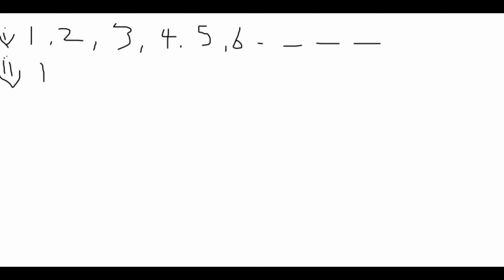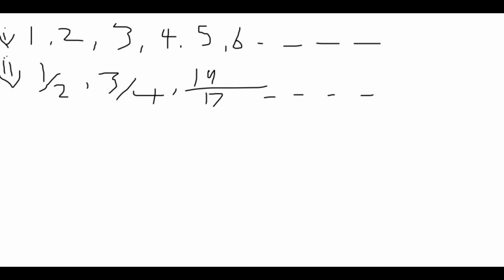Like we have 1/2, 3/4, 19/17. Sorry, this line is too long, and so on and so forth. And the third category of rational numbers is recurring or repeating decimal numbers.